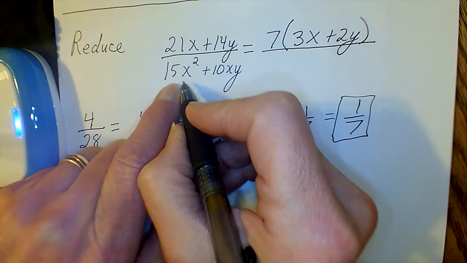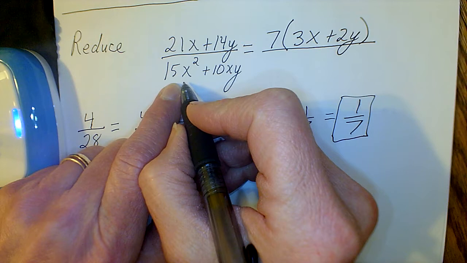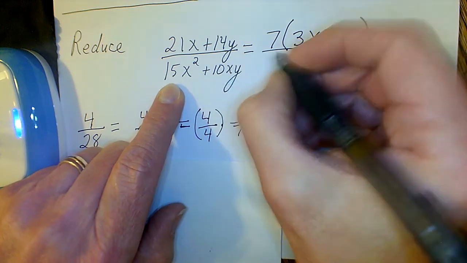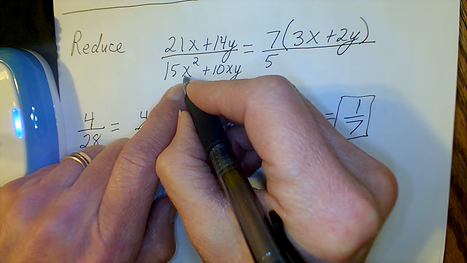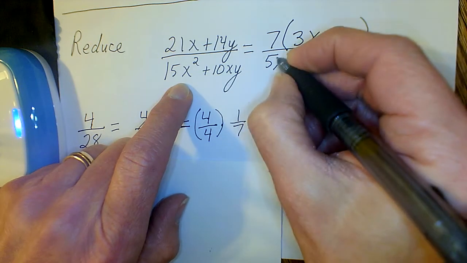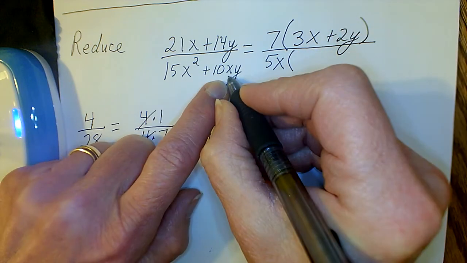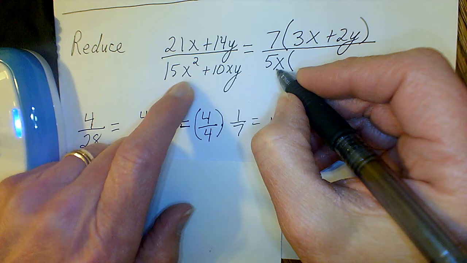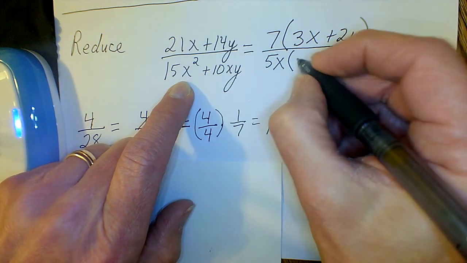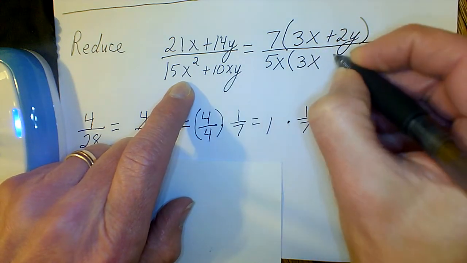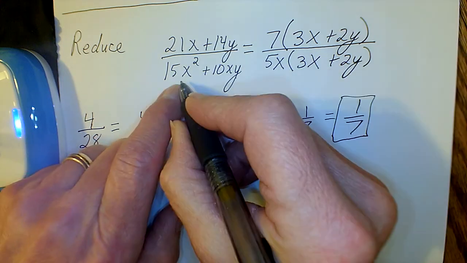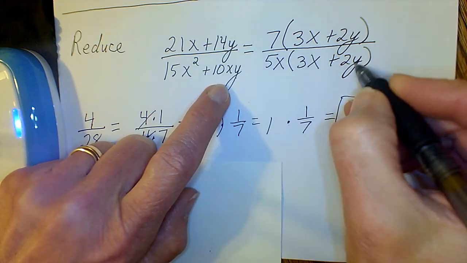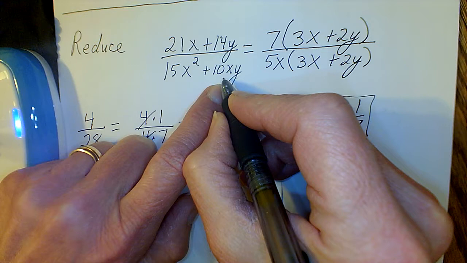Now let's see what we can factor out of the denominator. Well, we could factor a 5 out of both of those terms, and we can also factor out an x because this term and this term have at least x in them. In fact, that's the most they have is x. So let's factor out 5x, and that gives us 3x plus 2y, since 5x times 3x is 15x squared, and 5x times 2y is 10xy.